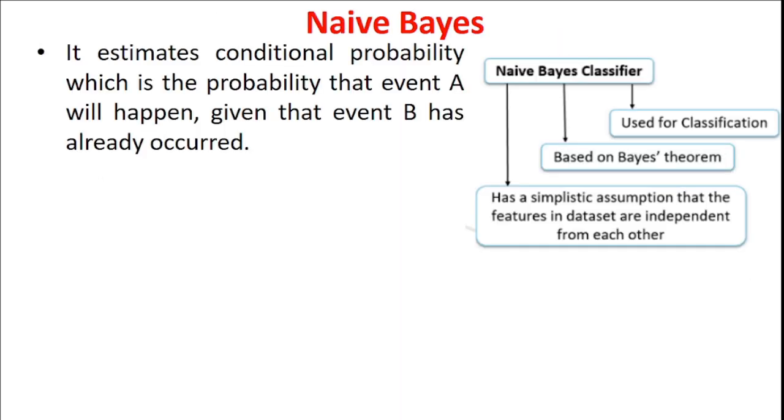So Naive-Bayes. The Naive-Bayes classifier indicates it is used for classification purposes, and Bayes says that it works based on Bayes theorem. And what is meant by naive?